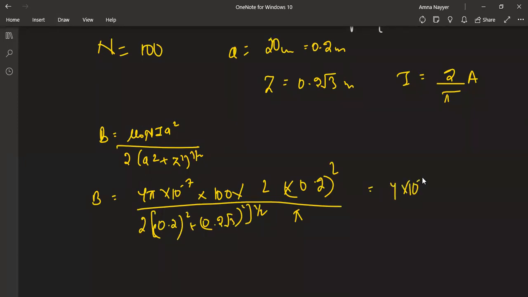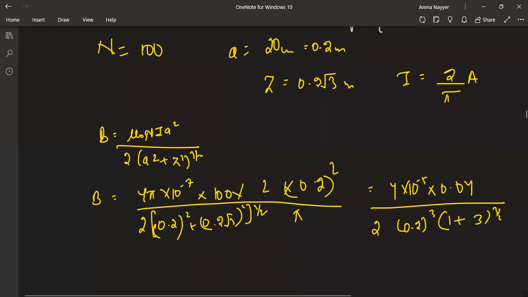4 into 10 to the power minus 5 into 0.04 divided by, this part will remain 0.2 whole cube. Then if you take common 0.2 here, 1 will remain. And what else will remain? Root 3 square will become 3 to the power 3 by 2. That's how you'll solve the denominator. So see how to solve it further.